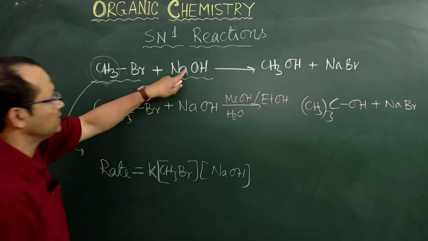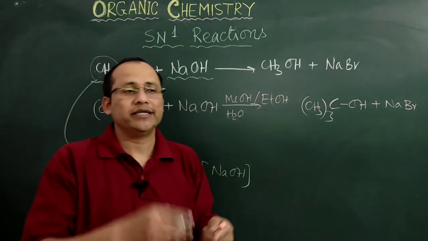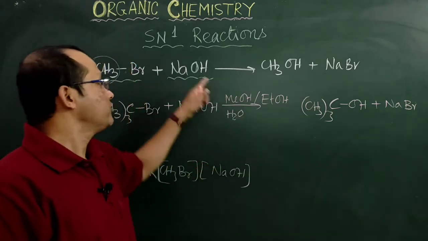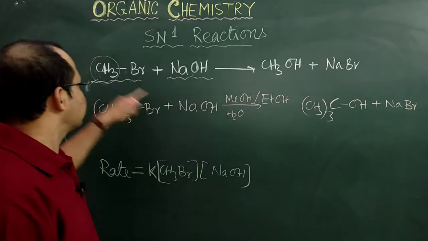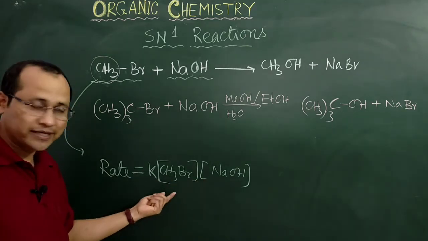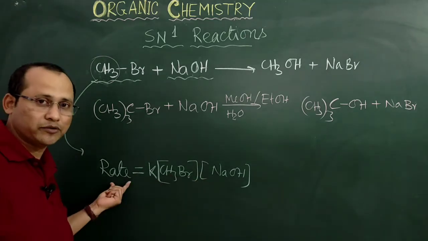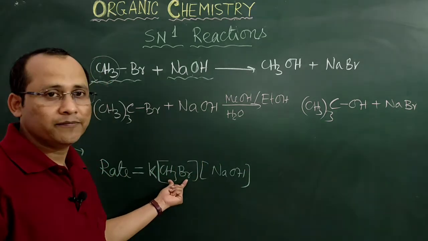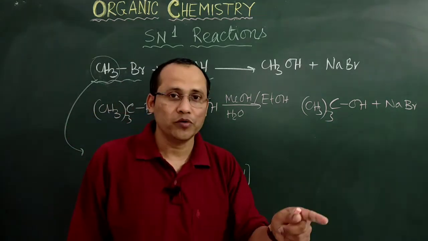If we change the concentration of this one, the rate will change also. If we increase this, the rate will increase. If we decrease this, the rate will decrease. Similar thing will happen for this one also. From this it is very clear that if we increase this one, the rate will increase, that is, the reaction will become faster. If we lower this one, then the reaction will be slower in nature.